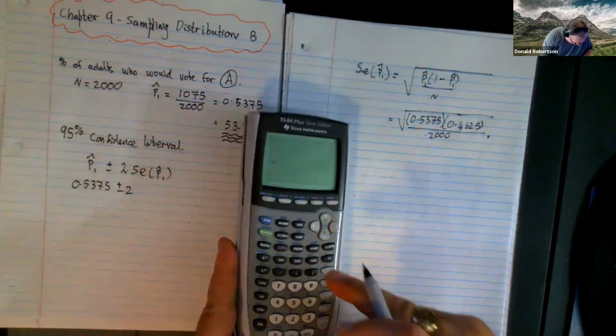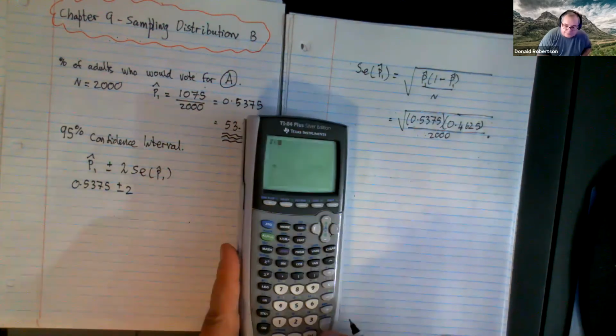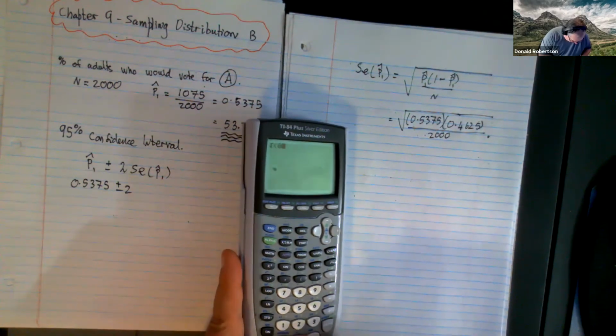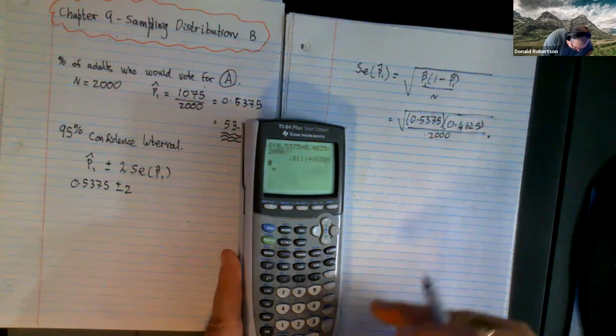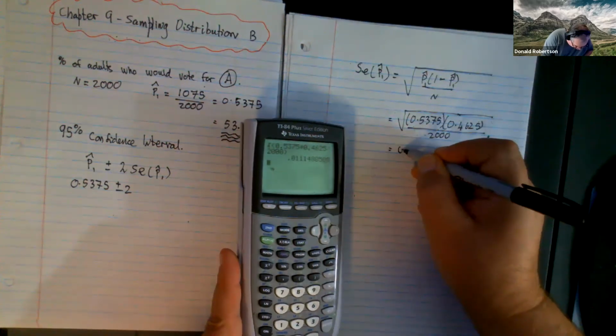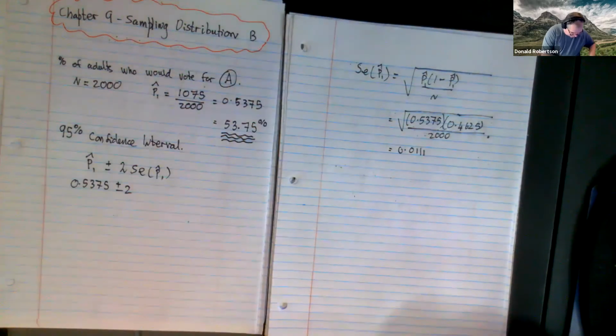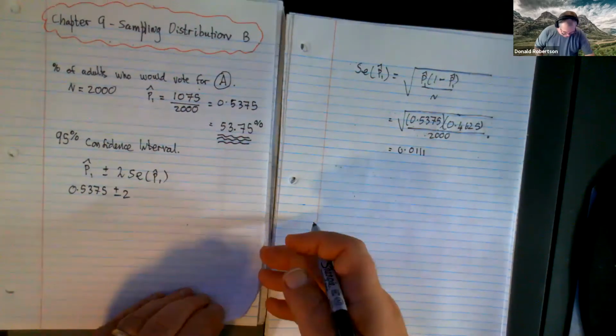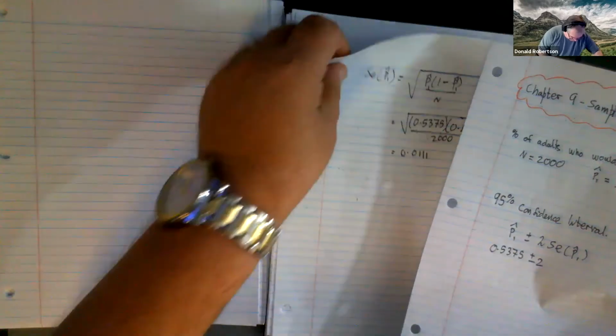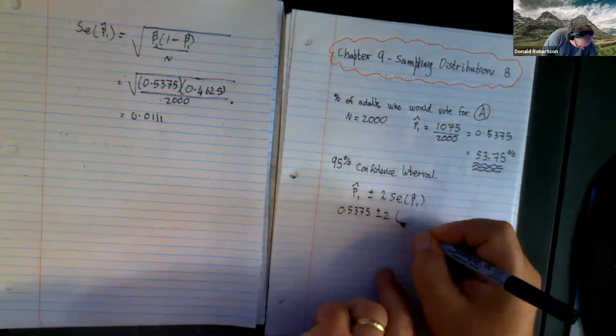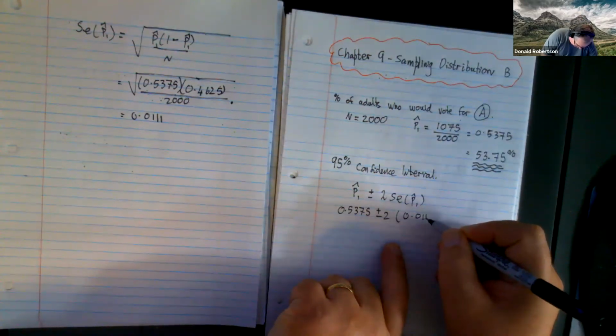And we now take the square root of 0.5375 times 0.4625, all divided by 2,000. And we get 0.0111, to 4 decimal places. So I'll now return to my calculation and it's going to be 0.0111.